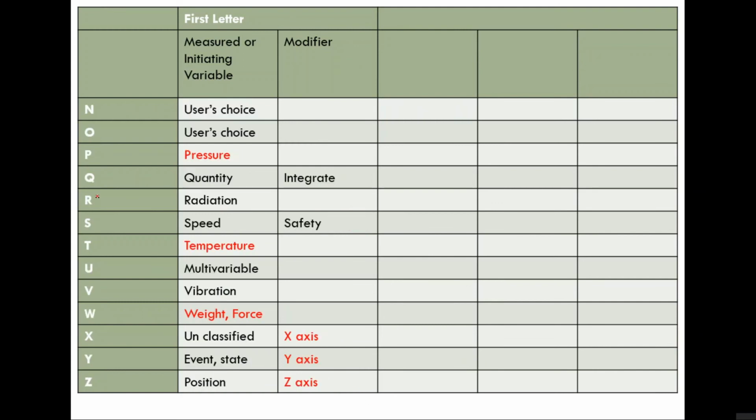Now, integration, like differentiation. I told you that in order to represent differentiation, K is used as a modifier. Similarly for integration, Q is used. So Q means integration. If it is a modifier, Q is used to indicate integration.